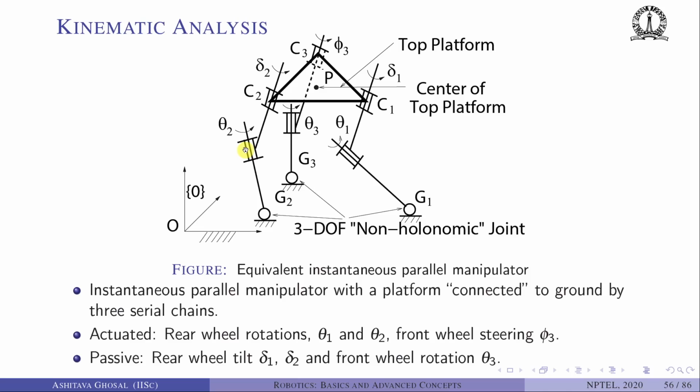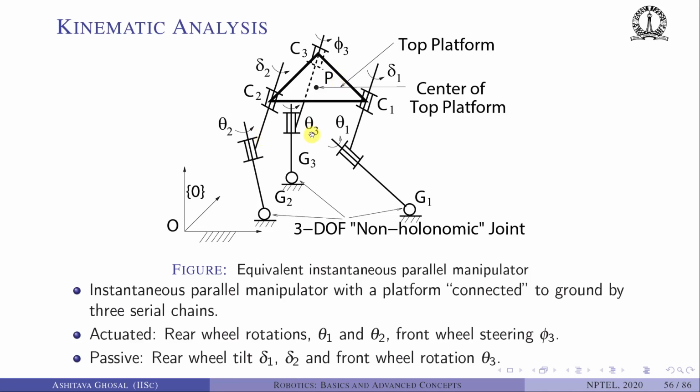One rotary joint allows lateral tilting. One rotary joint represents the rotation of the wheel. In the front wheel, there is no lateral tilting, but there is steering. So phi 3 is the steering. Delta 1 and delta 2 are the lateral tilt, and theta 1, theta 2, theta 3 are the three rotations of the wheel.